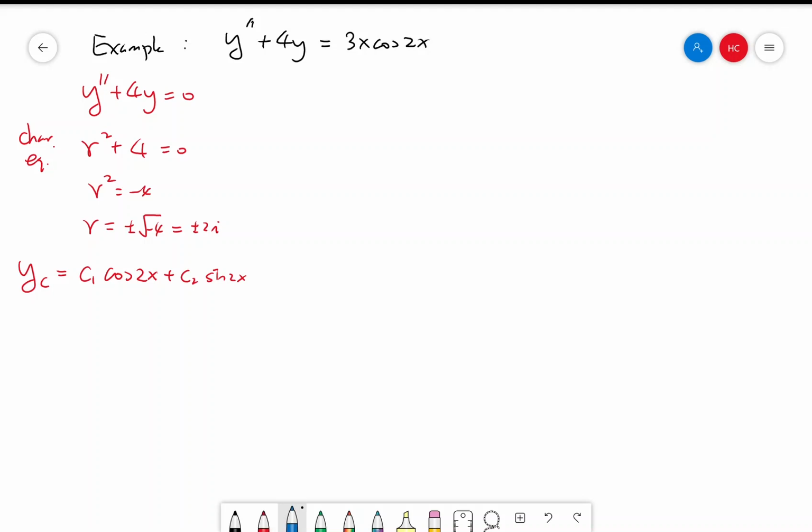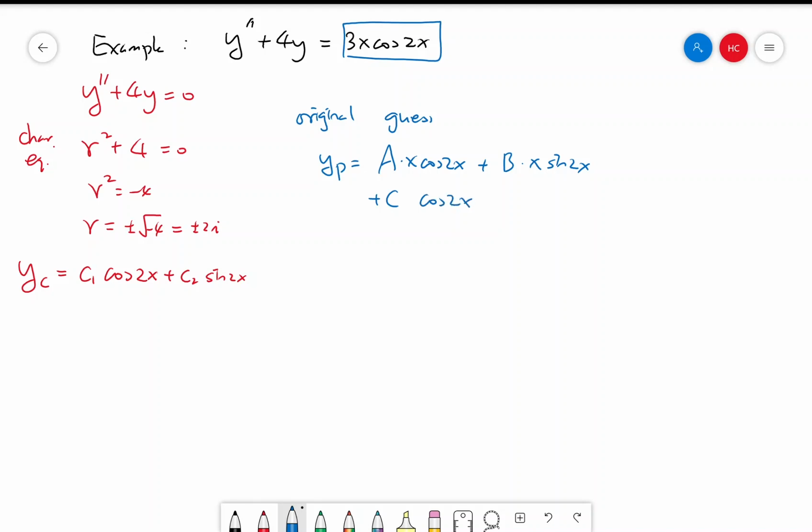Now we want to guess our particular solution. So the right-hand side is 3x times cosine 2x. So our original guess is yp equals a times x cosine 2x plus b times x times sine 2x, and their derivatives, so plus c times cosine 2x plus d times sine 2x. But notice that they're duplicates. These two terms appear in the complementary solution, so these are duplicates.